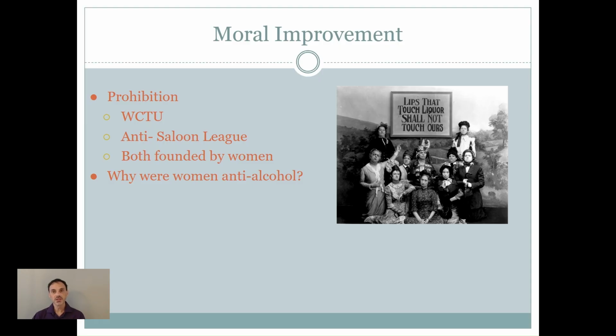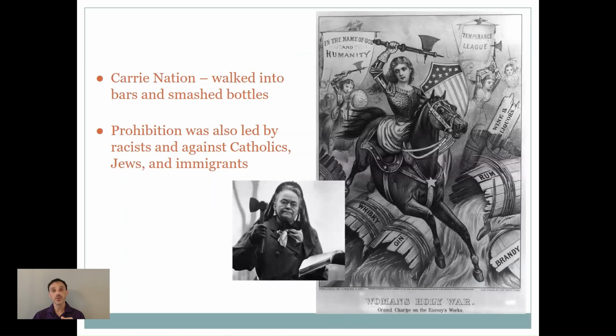So they will be successful with the constitutional amendment that is going to ban alcohol for a period of about 10 years. Famous leader in this effort was Carrie Nation. You see her real life picture down there, but the political cartoon has her as Joan of Arc, right? It says a woman's holy war. So she's on a war to end the consumption of alcohol.